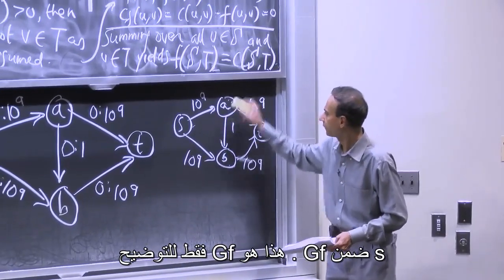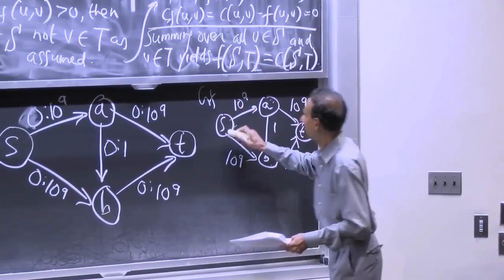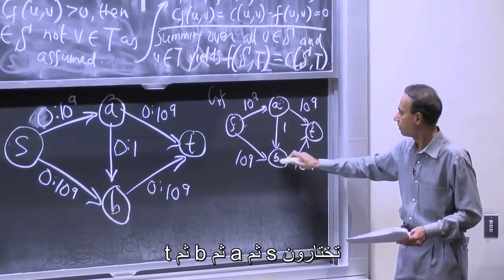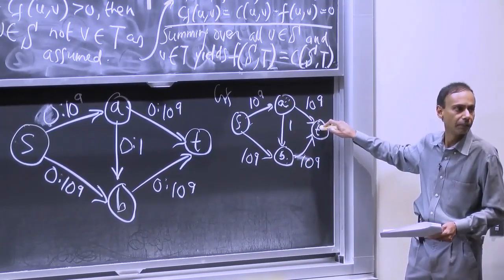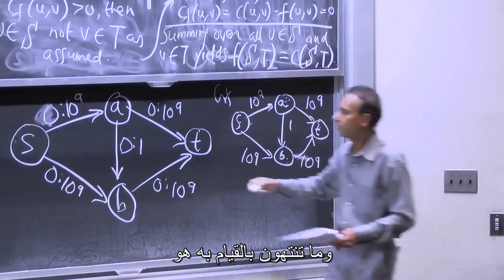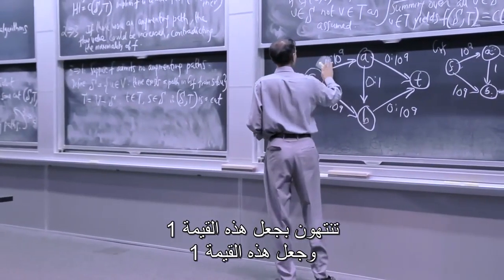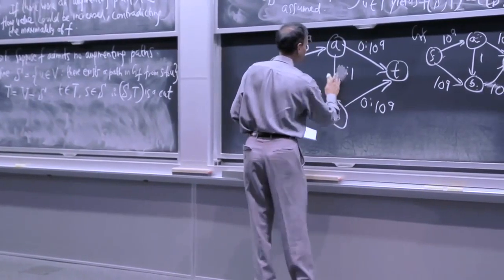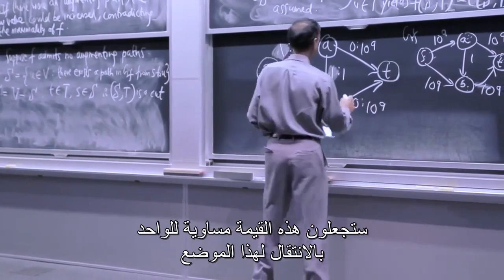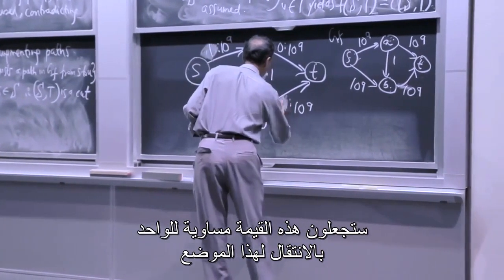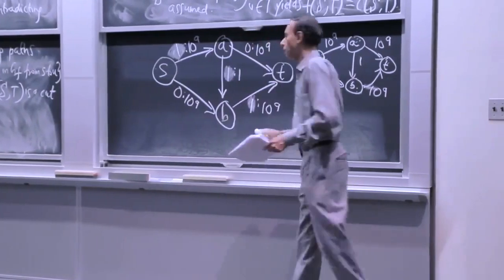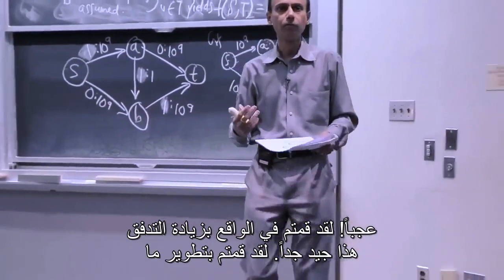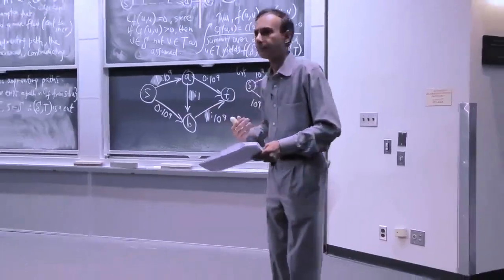In G of F, this is G of F, just to be clear, you pick S, A, B, T. And so what you end up doing is making this 1, making this 1, and coming over here, making this 1. Wow, you did increase the flow. Very good. Made progress.